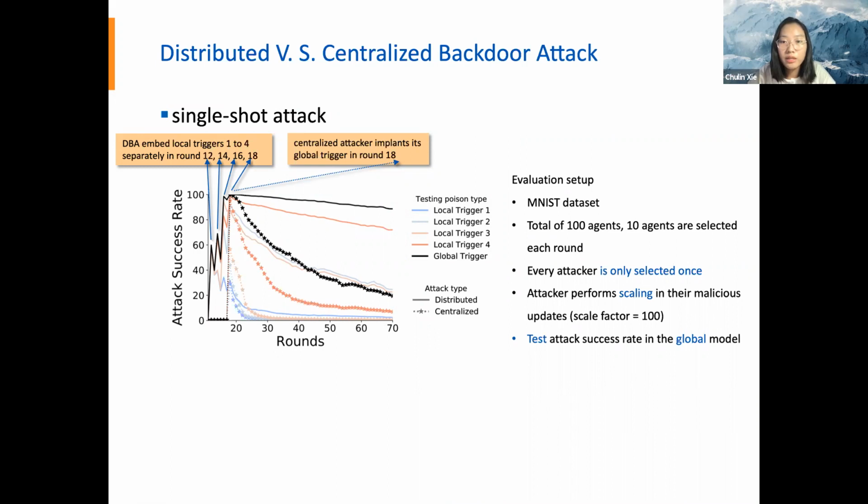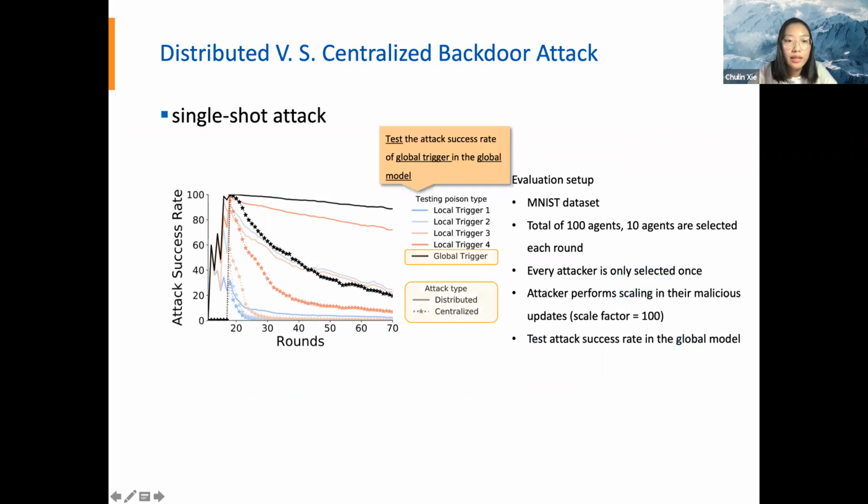For fair comparison, the DBA and the centralized attack finish a complete backdoor in the same round. Take MNIST, for example, the DBA attackers separately embed their local triggers in rounds 12, 15, 16, and 18. And the centralized attacker implants its global trigger in round 18. The benign clients are randomly selected to form a total of 10 agents each round.